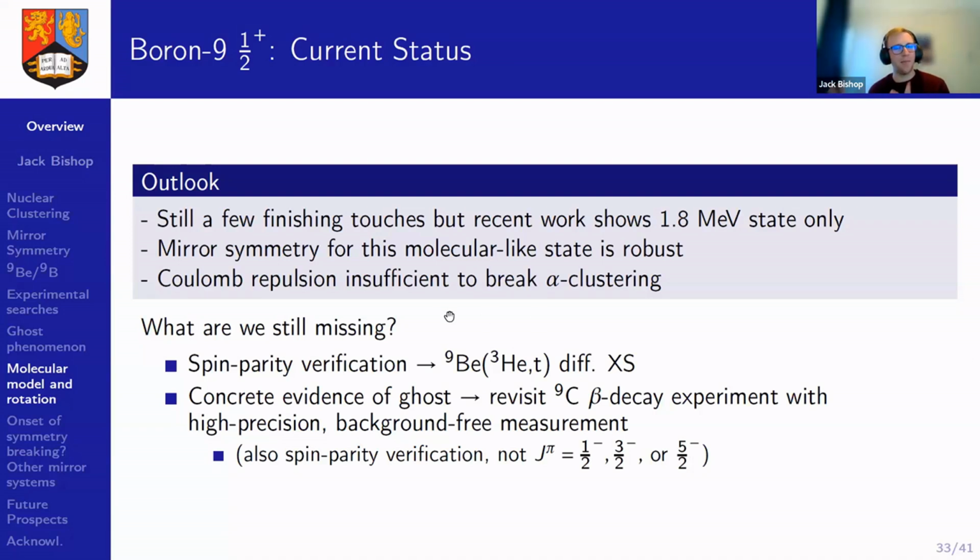We see a state at 1.8 MeV. We haven't actually done a spin parity verification. So doing something like a helium-3, t measurement and measuring the differential cross-section could be one way that you could start to determine that. And we've got a very good idea that this is the ghost, but it would be nicer to revisit something like a carbon-9 beta decay experiment, where you're populating basically just the ground state of boron-9 in that excitation energy. And then what we hope to see, with very good statistics, is that exact shape that we expected to see from the calculations we saw earlier.